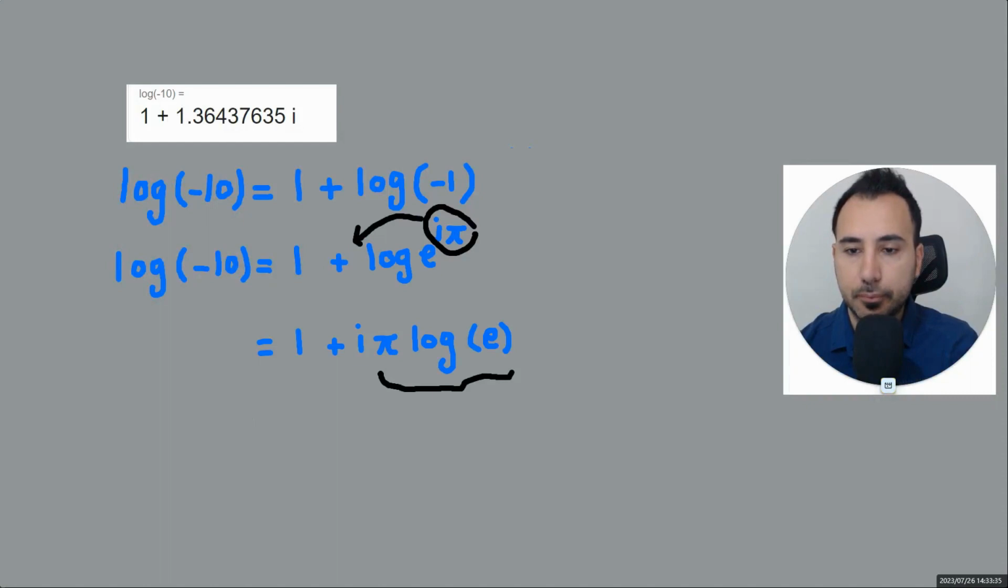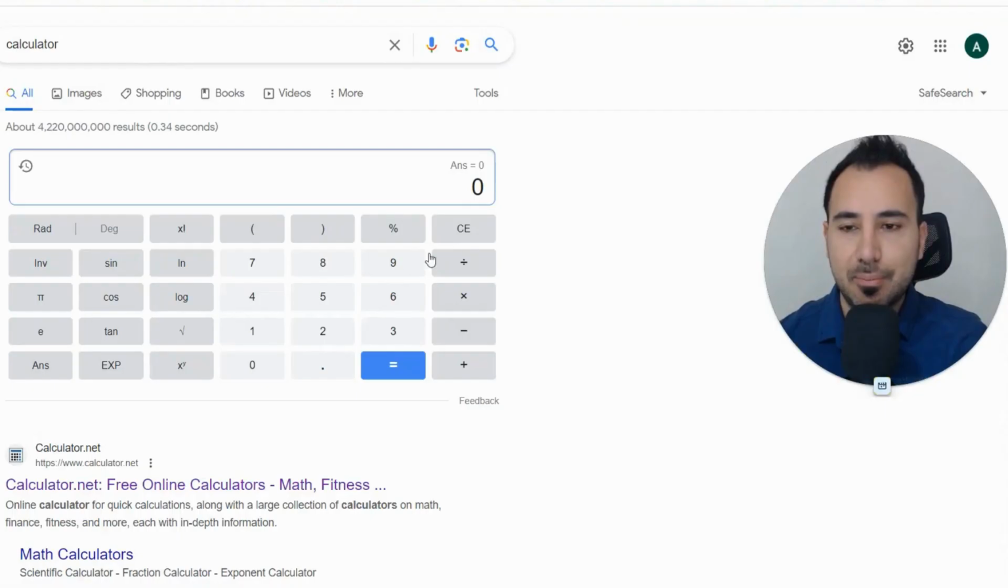Now let's just compare these two values. 1 is equal to 1. And now if pi times log e is the same as this number, then we have the right answer. Let's go and check. I'm going to write logarithm e multiplied by pi. Will it give the same number? Bingo. Well, that's exactly the same number.